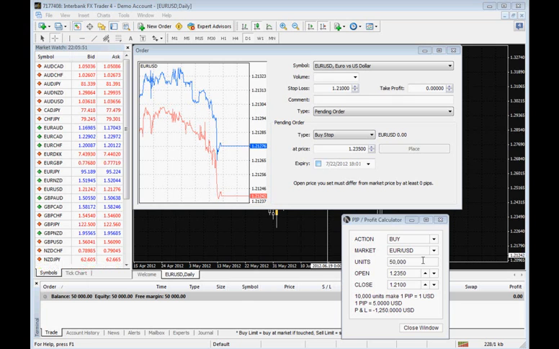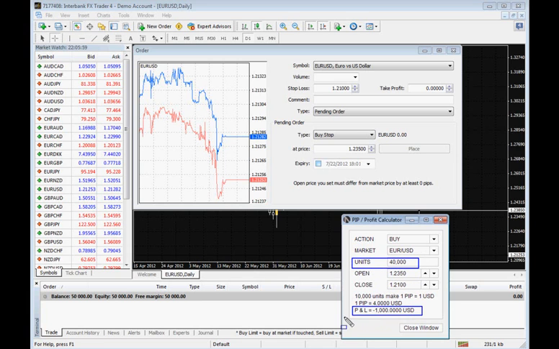So you want to play with this number until we get it. Let's try 45,000 units. That's close, not quite. 40,000 units. So there it is. At 40,000 units, or 4 mini lots, a 250 pip stop loss will give us a P&L loss of $1,000. And that's what we want to hit, right? That's our 2% of our $50,000 account here. So now I know I need 4 mini lots.